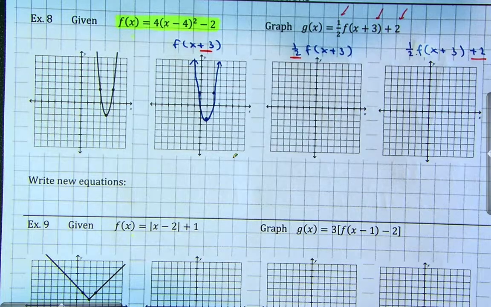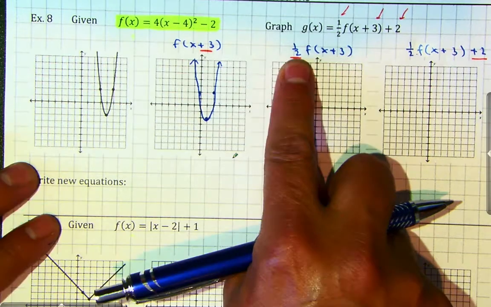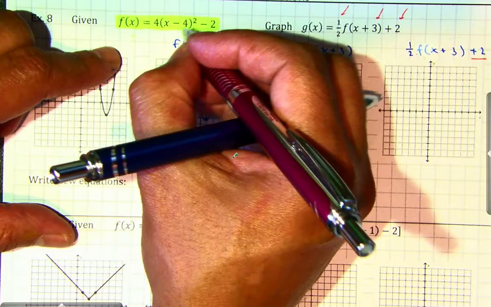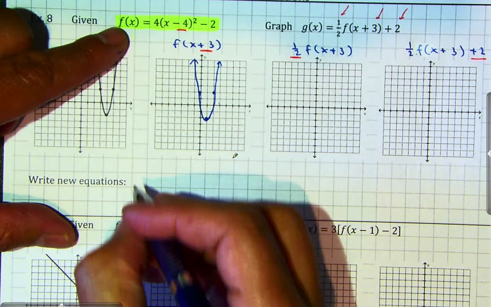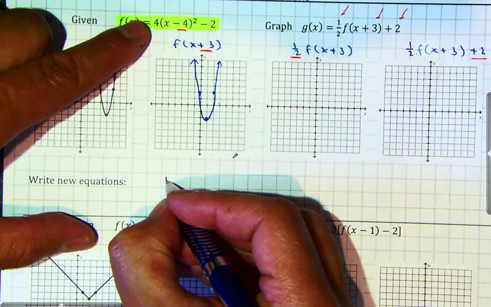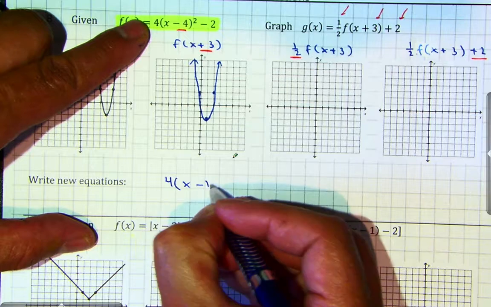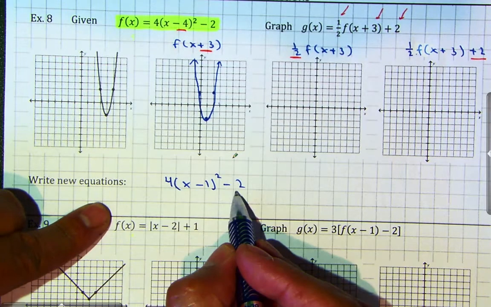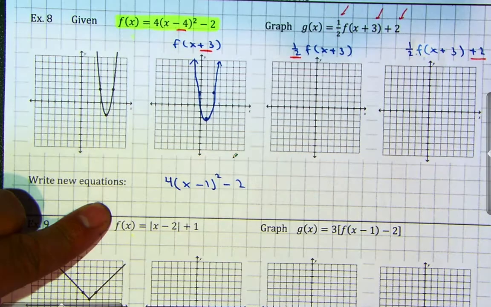Right? And now, let's come up with the equation. I'm just going to add 3 here. So that gives me 4x minus 1 squared minus 2. And it should match my graph. 1, negative 2, and it does.